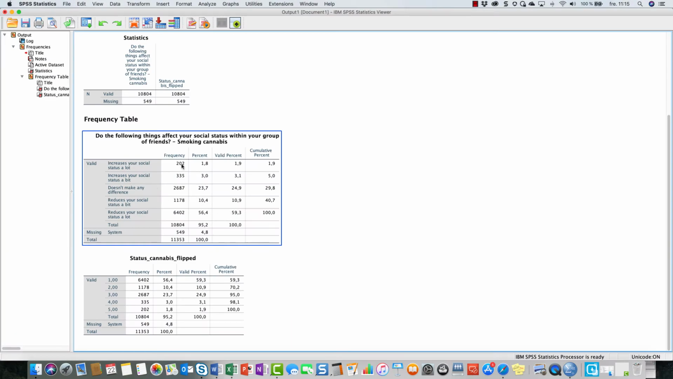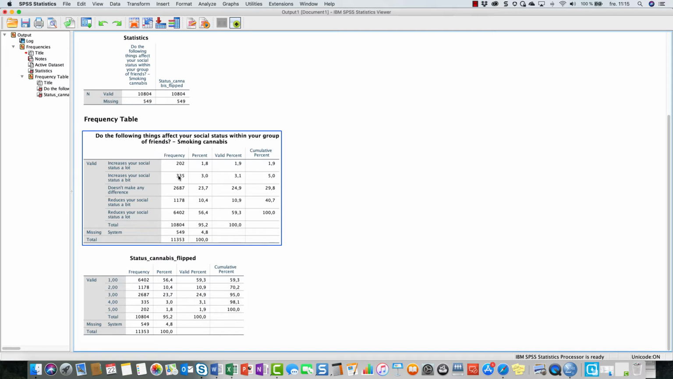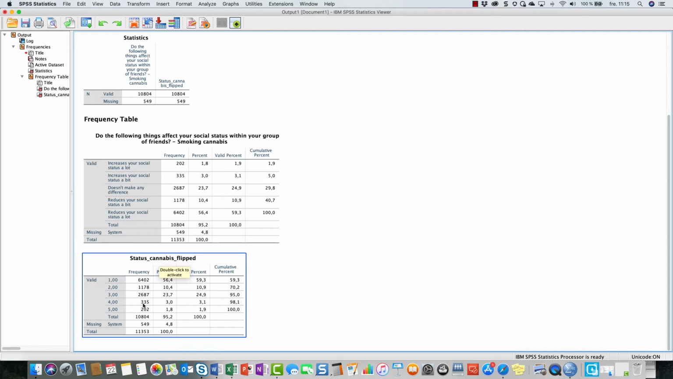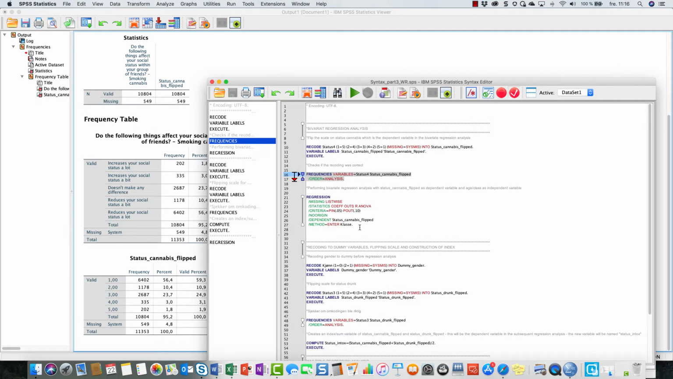But now I know that increase your social status a lot is 1 on the initial variable, but on my recoded one it's 5, and increase your social status is 2 on the initial variable, but it's 4 on my flipped or recoded variable. So now the scale goes the other way, it's flipped. Okay, so now I look at the high value is those who say, well, it increases your social status to smoke cannabis, and that makes it so much easier to interpret the results.